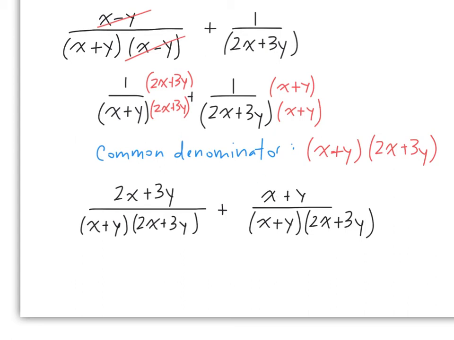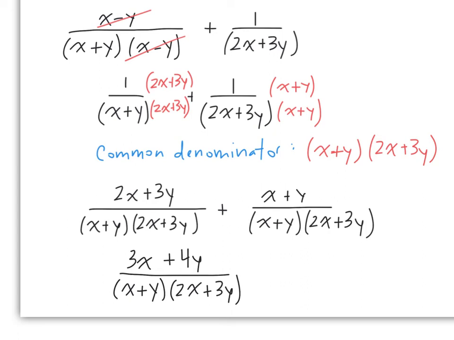Now we have common denominators, so we can go ahead and combine our numerators. So 2x plus 1x is going to be 3x. 3y plus y is going to be plus 4y, all over x plus y times 2x plus 3y. Just double checking, can our numerator factor any further? Our answer is no. Can 3x plus 4y cancel with any of these two factors? Again, our answer is no. So this lends itself to being our final answer.